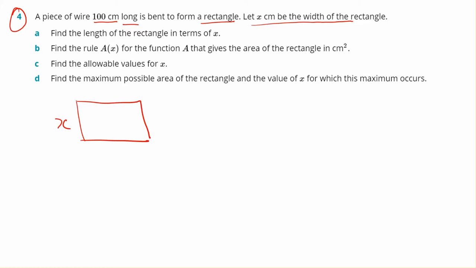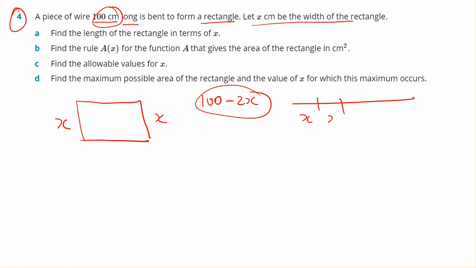Now, it's a bit tricky because we know the piece of wire is 100 centimeters long, so we know the perimeter of this rectangle has to be 100. How do I work out what the length is? Well, it's not as hard as you think, because we know that this is x. This also must be x. So out of the 100, we've already used up 2x, so I'm going to subtract 2x. Whatever's the remainder is what's left of the rectangle, because I used up x and x. So the remainder here would be 100 minus 2x.